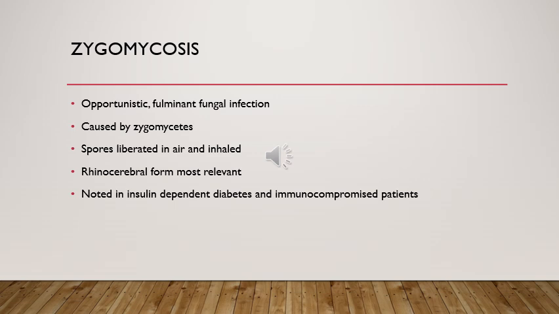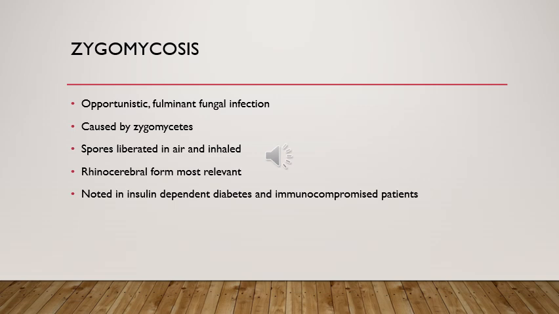Once again, why it is called opportunistic is that in a normal host mechanism, it is not able to cause this destruction. But when the host environment favors the growth of the organism, it thrives, multiplies rapidly in the host environment, and is capable of causing a massive destructive disease. That is why it is called a fulminant fungal infection.